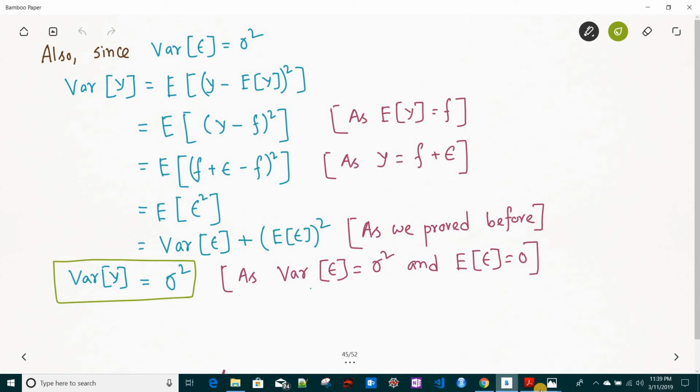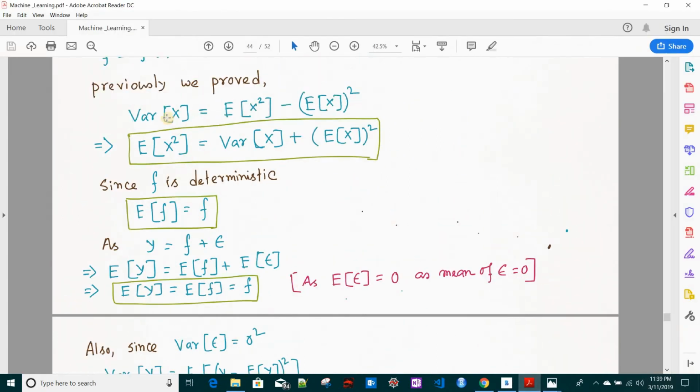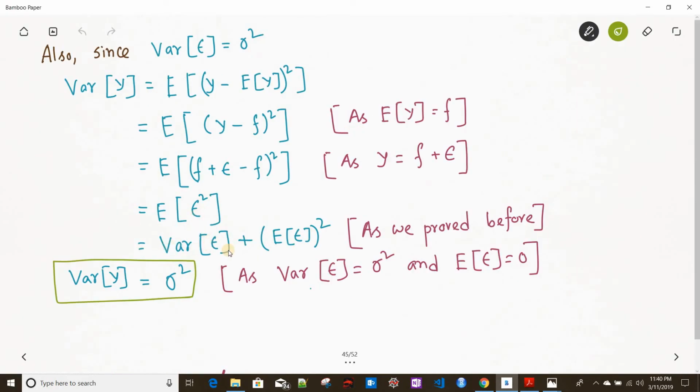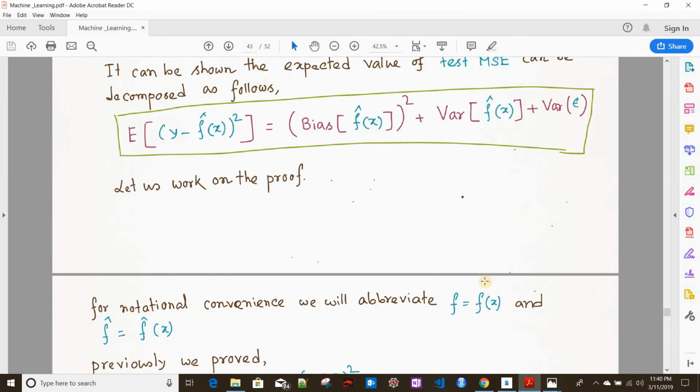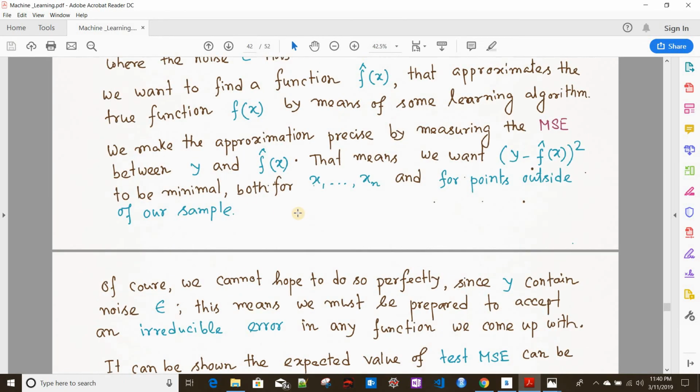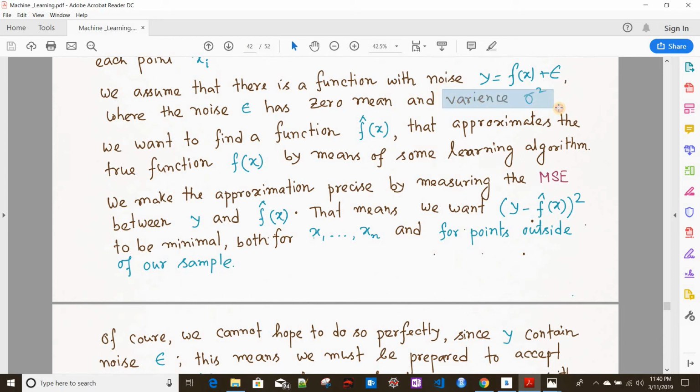We have also determined the expected value of x square before, using the variance formula, which is the variance of x plus the expected value of x, whole square. That is what we have written over here: the variance of epsilon plus the expected value of epsilon, whole square. As we proved before, the variance of epsilon will be our sigma square, as we have assumed over here.